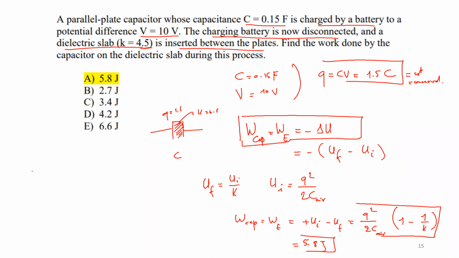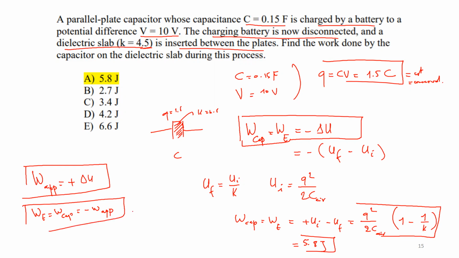Now, I want you also to know this: work applied is plus delta U. Work of the electric field, or work of the capacitor, is minus work applied, if delta K is 0, of course. So work applied, as I said, is plus delta U, U final minus U initial. And work of the capacitor or work of the electric field is minus work applied, which is just minus delta U.